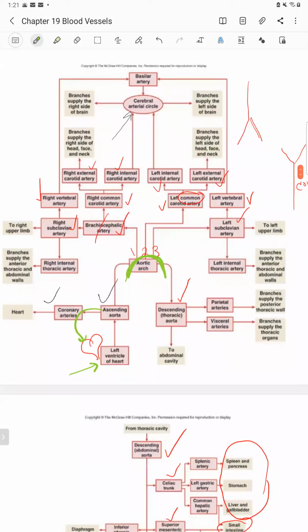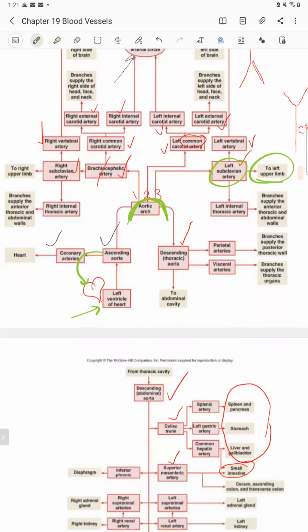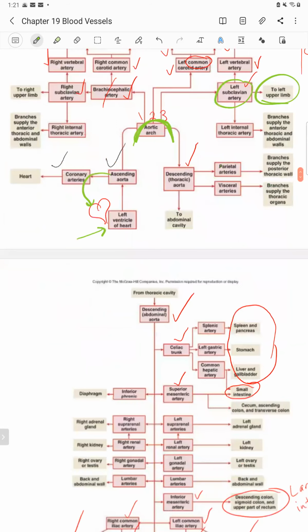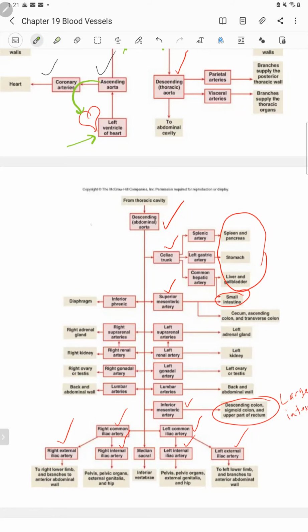All right, this also tells you where the blood supply goes to. So the left subclavian artery eventually is going to supply the upper limb. Okay, down here, from the descending or abdominal aorta, one of the major branches off of that. Now keep in mind, we have now pierced the diaphragm. Okay, so we're now below the diaphragm in the abdominal area.